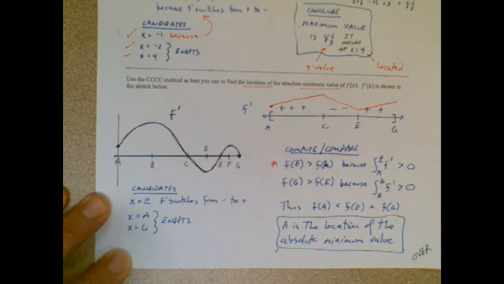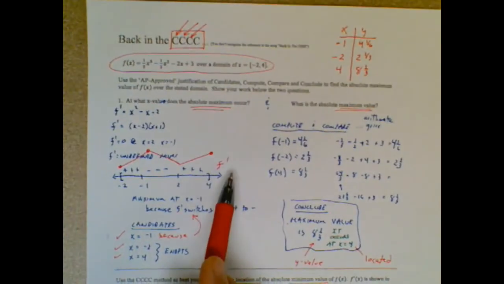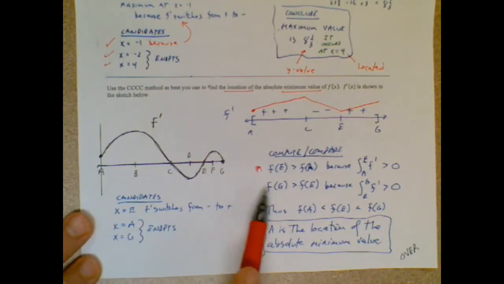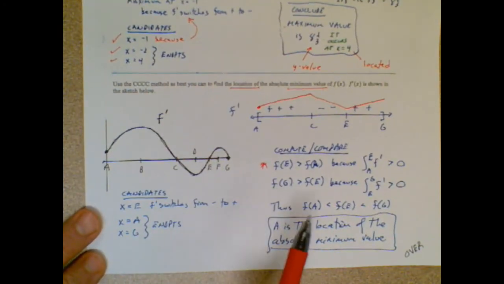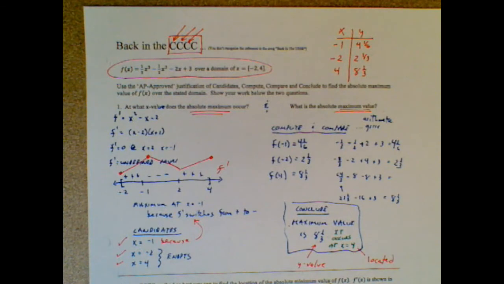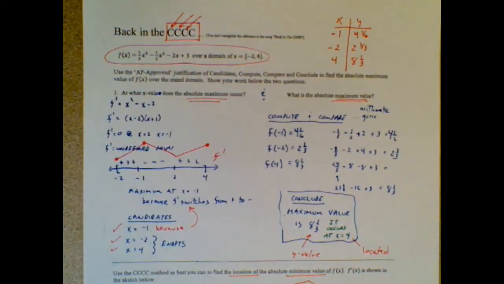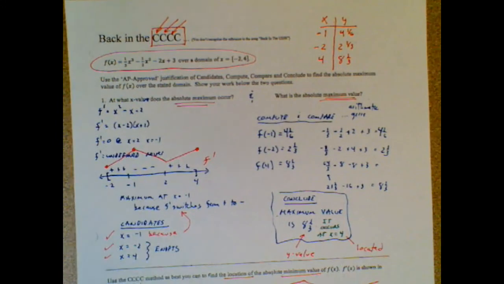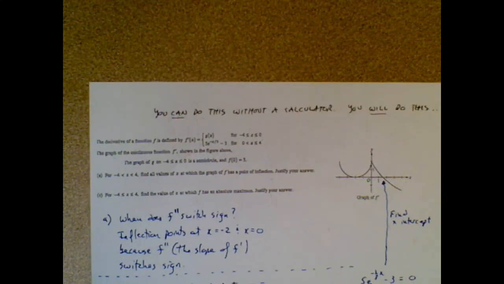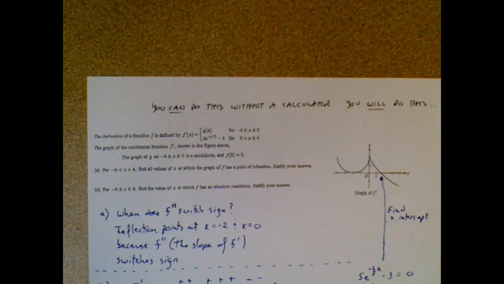So you can see that these problems can be straightforward and arithmetic, or deeper with deeper thinking. But the bottom line is, anytime you're looking at an absolute maximum or minimum value on an AP test, you need to justify using the CCCC method in some way, shape, or form. The problem on the back is a previous AP free response question, so it's really good practice to see how they might imagine the CCCC shows up.